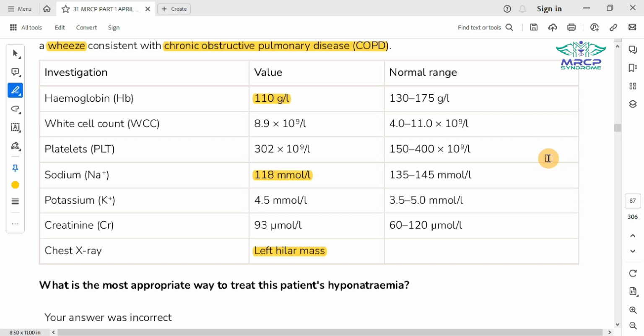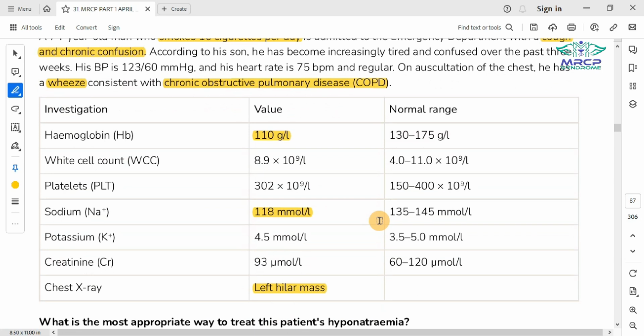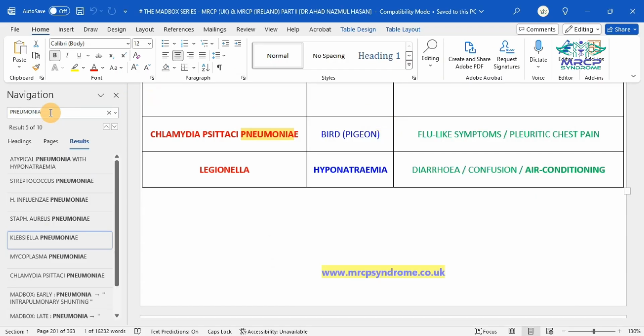So what is the most appropriate way to treat the patient's hyponatremia? So the most likely diagnosis in this patient: SIADH, small cell carcinoma. This is a paraneoplastic lung cancer presenting with hyponatremia. It can be explained by SIADH, which usually occurs in a patient with small cell lung cancer.